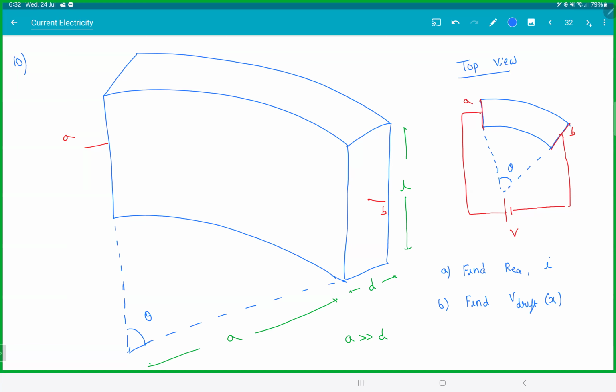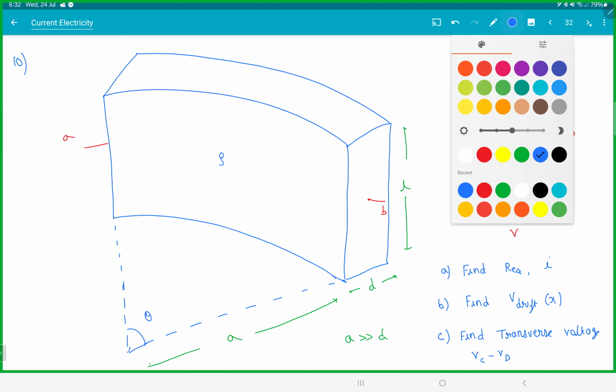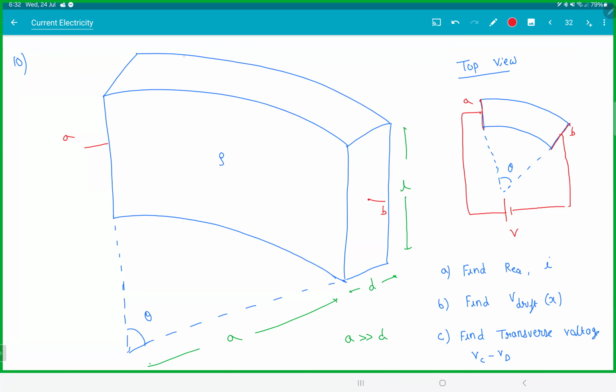So the electrons will also have a drift. Rho is the resistivity. Find the transverse voltage. That is VC minus VD. So C and D are the outermost surface and the inner surface. Something happens and these things get a potential difference.